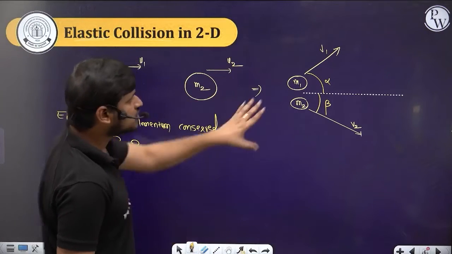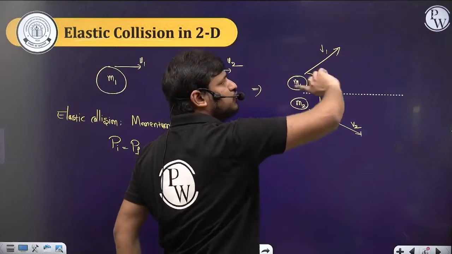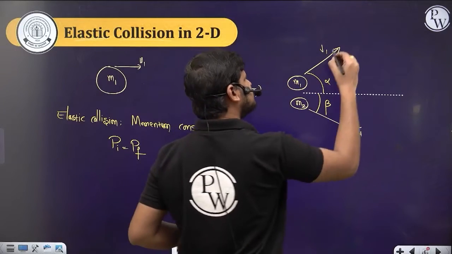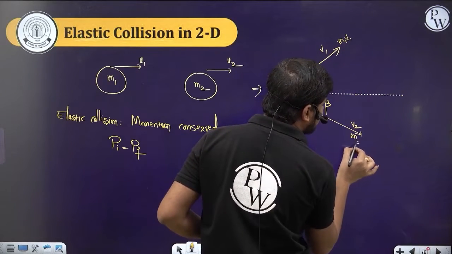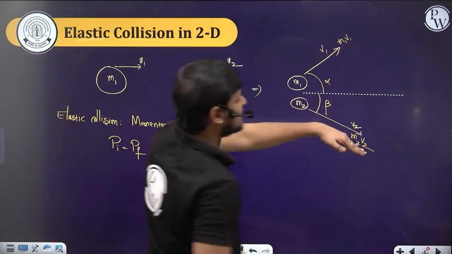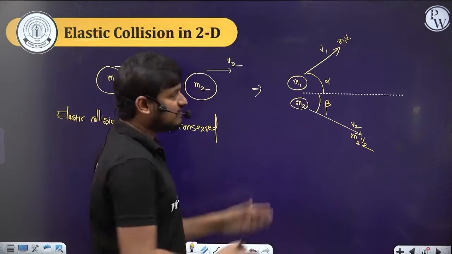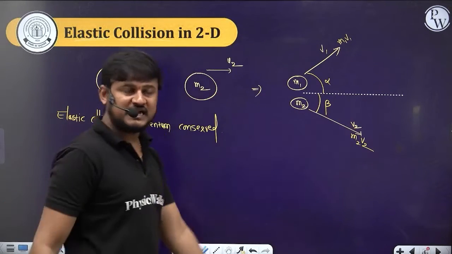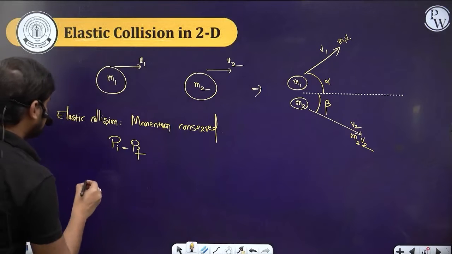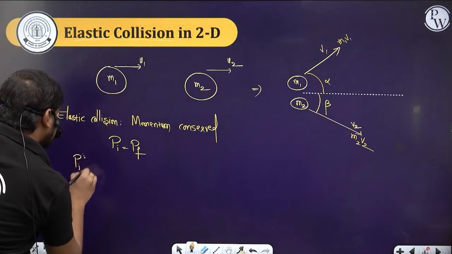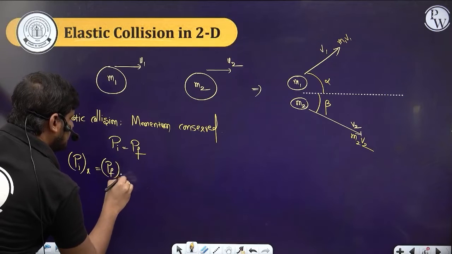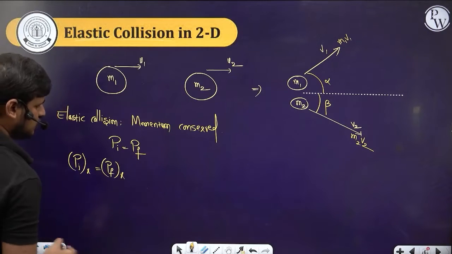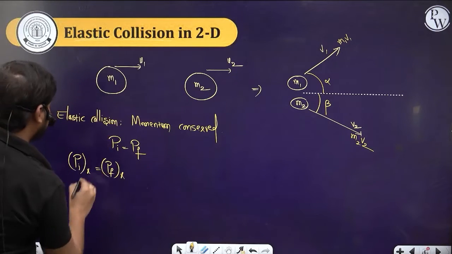But after collision, m1 is moving in some two-dimensional direction. So its momentum is going to be m1 v1, and the second particle's momentum will be m2 v2. So it is neither in x nor in y, so it will have two momentums, right? Understanding? So let's consider the initial momentum in the x direction must be equal to the final momentum in the x direction. Yes or no?